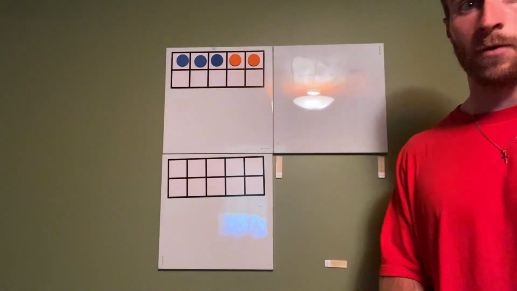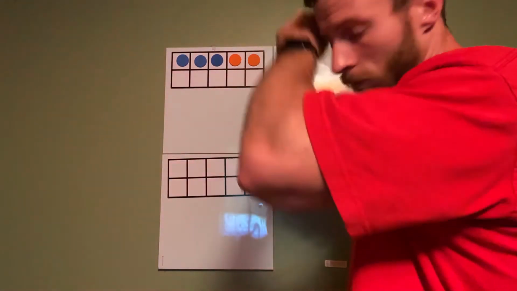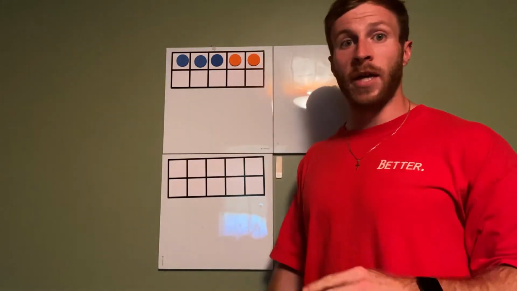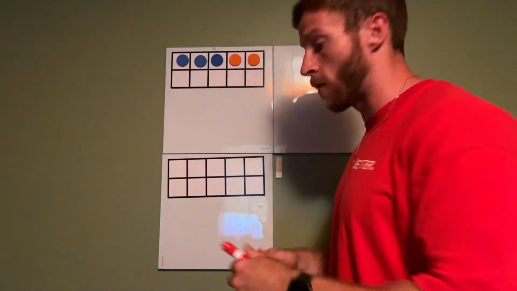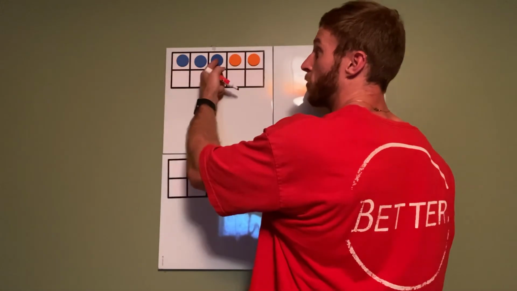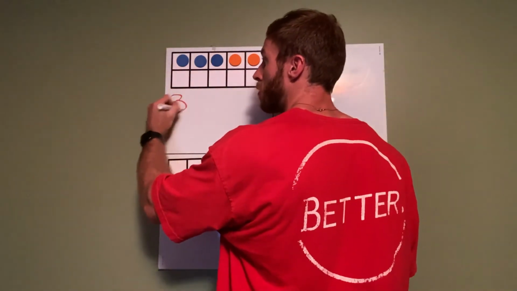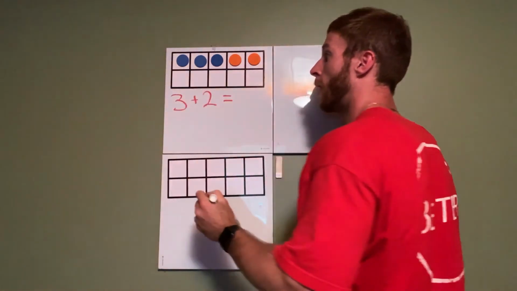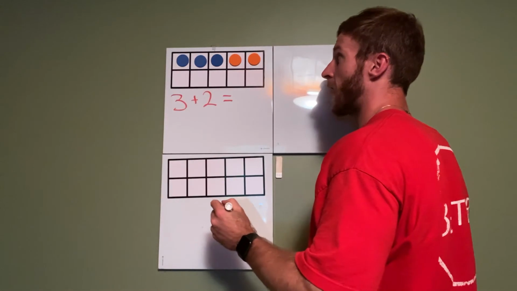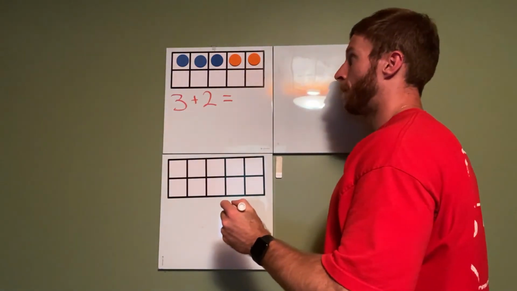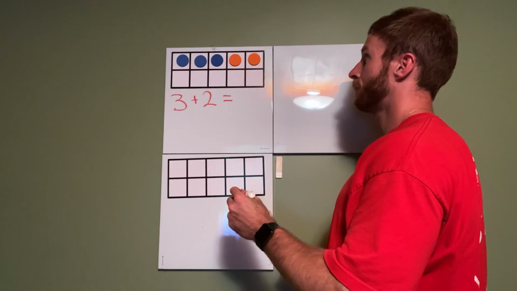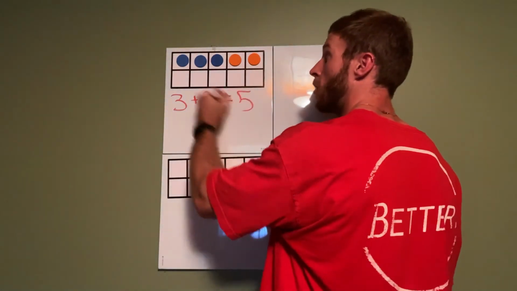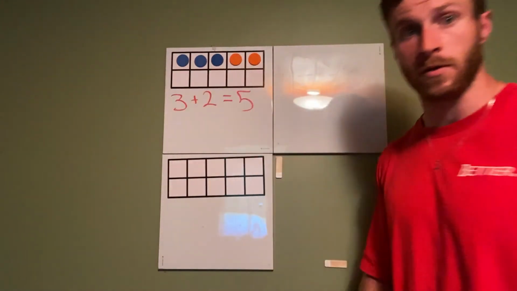Okay, this is how we're going to do this one. We're going to be trying to find an equation that matches this one. We already know this one, so I'm going to write it on the board to save some time. We have 3 blue ones plus the 2 orange ones. We have 3 plus 2, and we just said that's 5. 1, 2, 3, 4, 5. We have 5 circles up there.